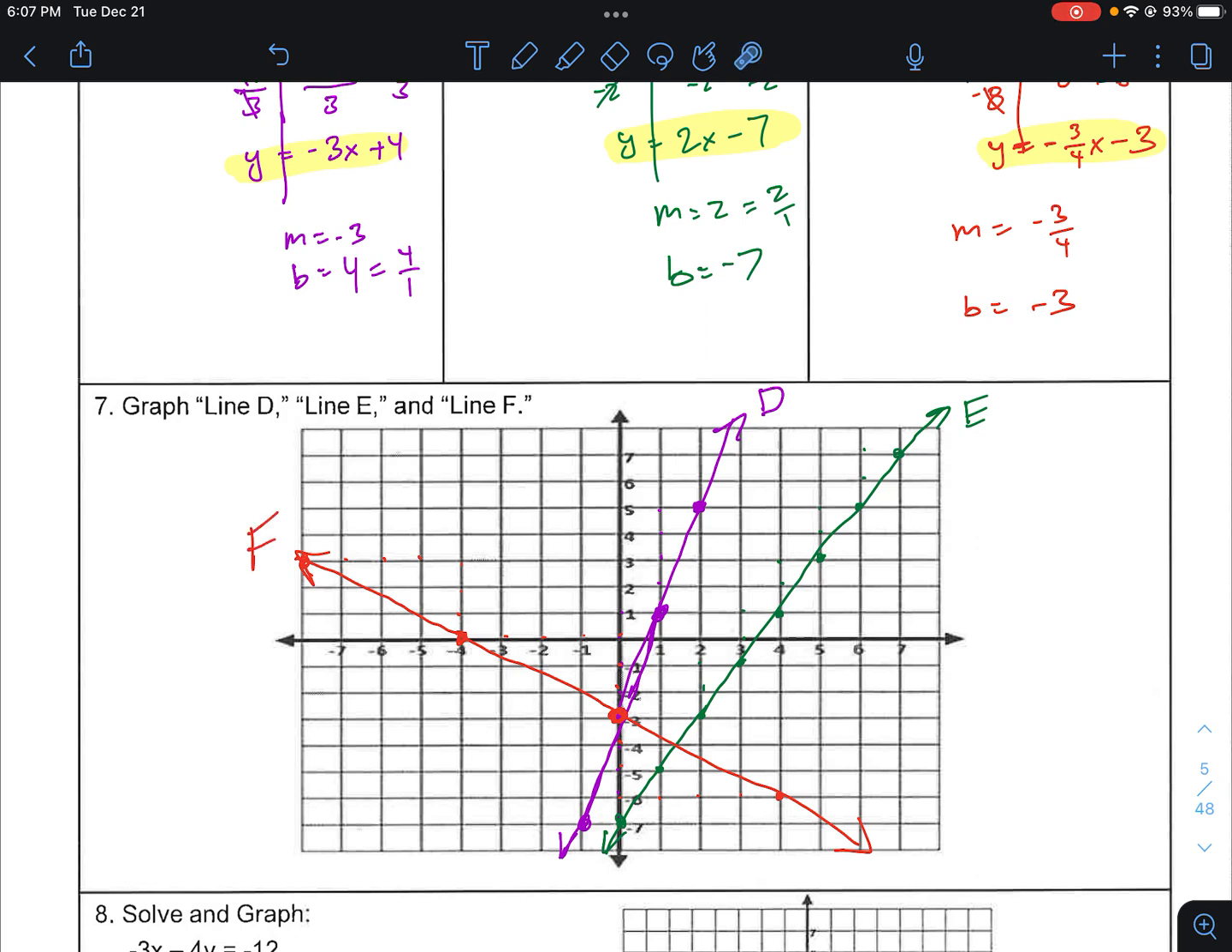So, do we have any solutions here? Well, we do have one solution for line D and F, and we also have another solution for E and F. It's where they cross. I have no idea what that is. That's going to be some kind of decimal or fraction, but that's okay. And D and E will have a solution. They will eventually cross. We just don't see where.